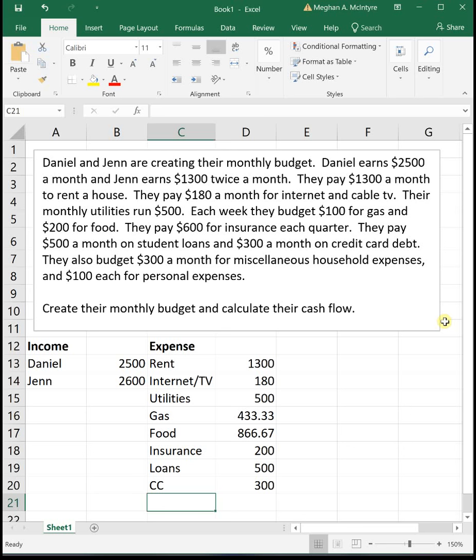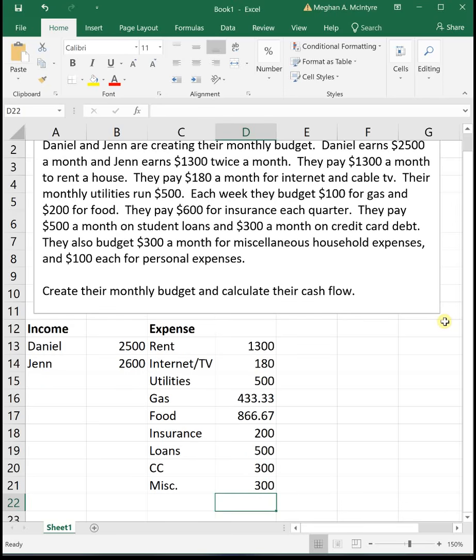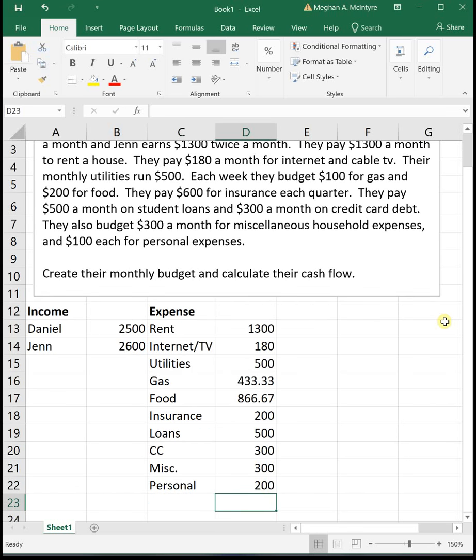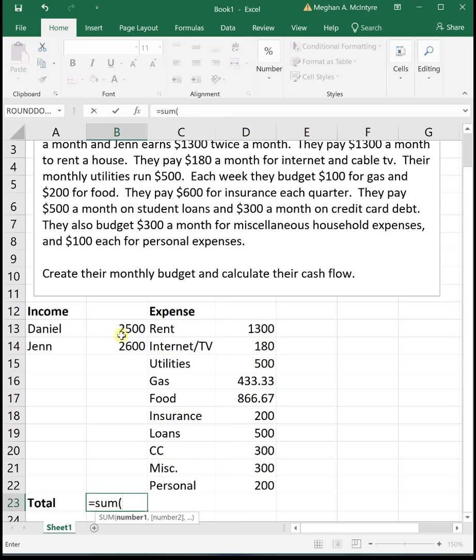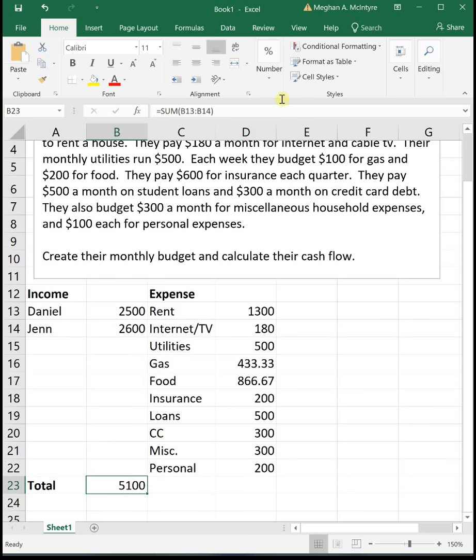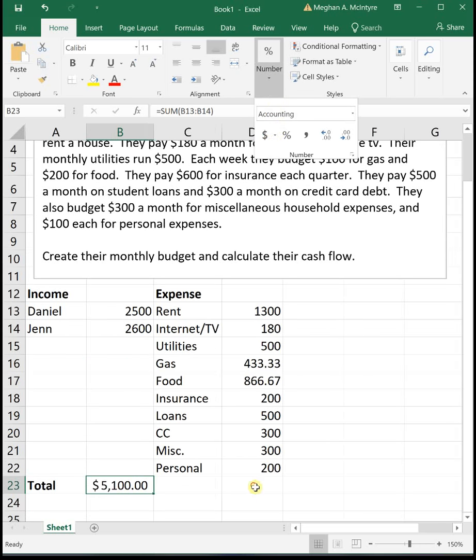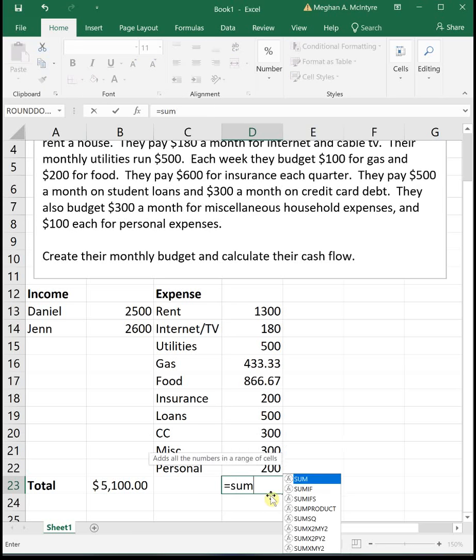Then they budget $300 a month for miscellaneous expenses, and then $100 each for personal. But there's 2 of them, so that means it's $200 a month for personal. So we've listed out all of our income and all of our expenses. The next thing we need to do is create our totals. We just want to sum each of these columns. So I'm going to add up all of their income, and just to make that look pretty, I'll put some dollar signs on it. And then sum their expenses.